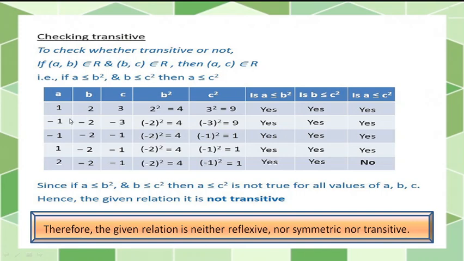Now let's check transitive. Again the same way. A, B, B, C and then A, C. If these two are true, then the third should also be true. Okay, so we have checked by taking a few values. You can see this table. This is not true when we take 2, minus 2 and minus 1. You can also check by taking some other values. So therefore the relation is neither reflexive nor symmetric nor transitive.